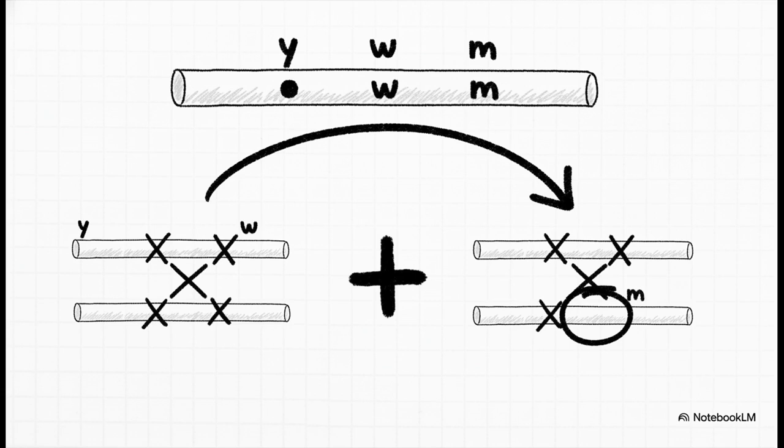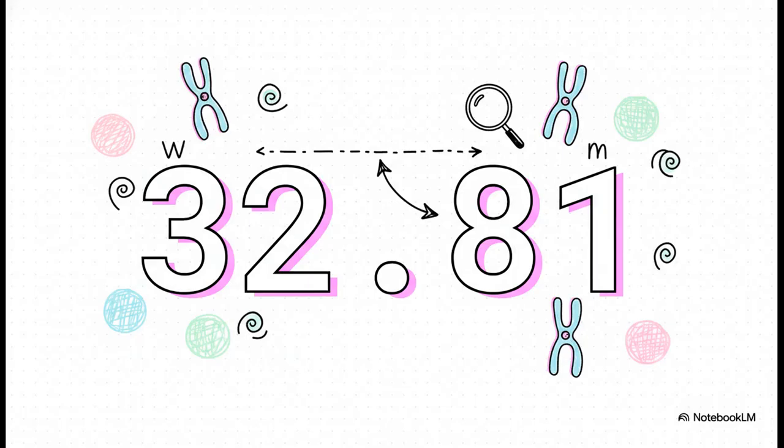But, and this is important, we also have to add in the double crossovers. Now, why would we do that? Well, because even though it was a double event, a crossover still happened in the space between W and M, so we have to count them too. We add the frequency of that tiny group, the 10 individuals, which is about 0.31%. So we add 32.5% and 0.31%, and we get 32.81%.